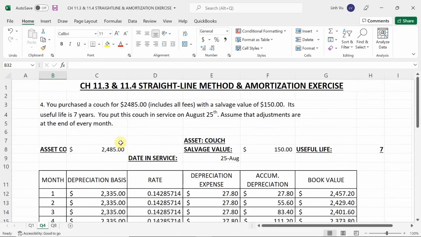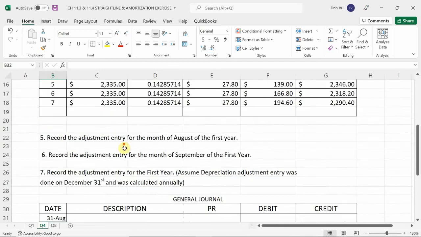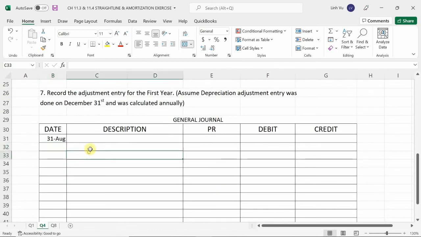You just answered the question twice. I bought it on August 25th. When do I start depreciating this? September. So in August, is there any journal I need to write? No. So in this case, you could just write no entry because there's nothing you need to write in here. No entry.